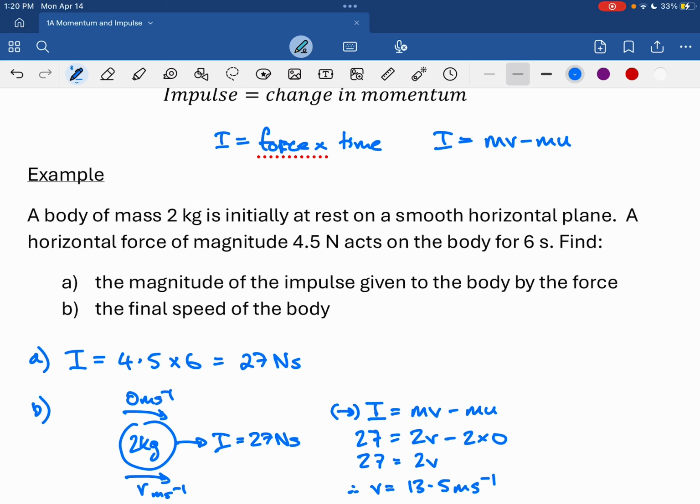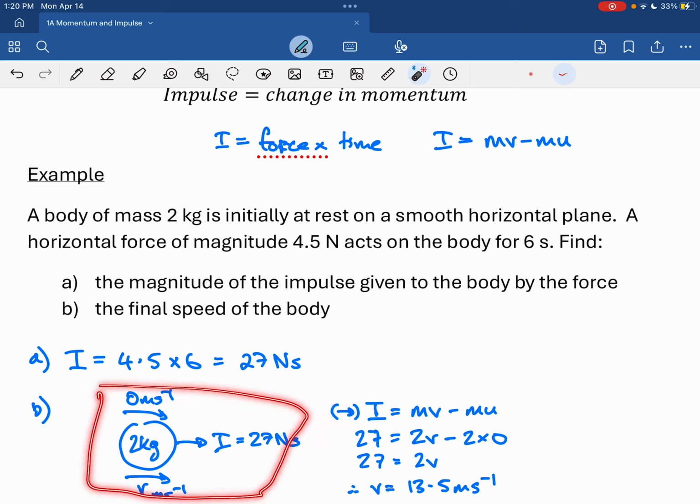The question, of course, asks for the speed, so the speed is 13.5 meters per second. And the reason why the question asks for the speed is because had I taken the positive direction to be left based on the diagram that I've drawn, then I would end up with a negative velocity, just to indicate that things were going in the opposite direction. So that's why it asks for the speed. But either way, you would take the magnitude of the velocity and you get 13.5 meters per second.